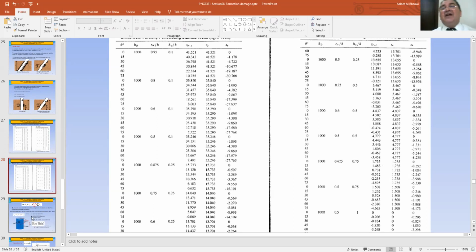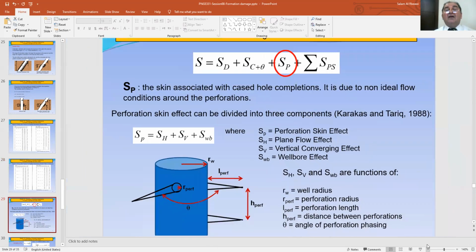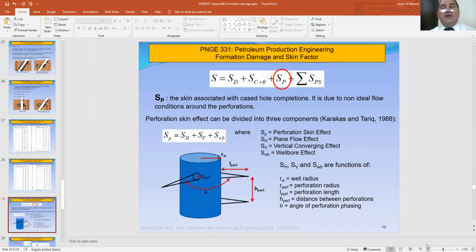Good. Now we are done with S sub D. We are done with S sub C plus theta. We are gonna go to the third category, that is S sub P. S sub P, the one for the perforation. Okay, so S sub P is the skin factor that comes from the case hole completion, or comes from the perforation process.